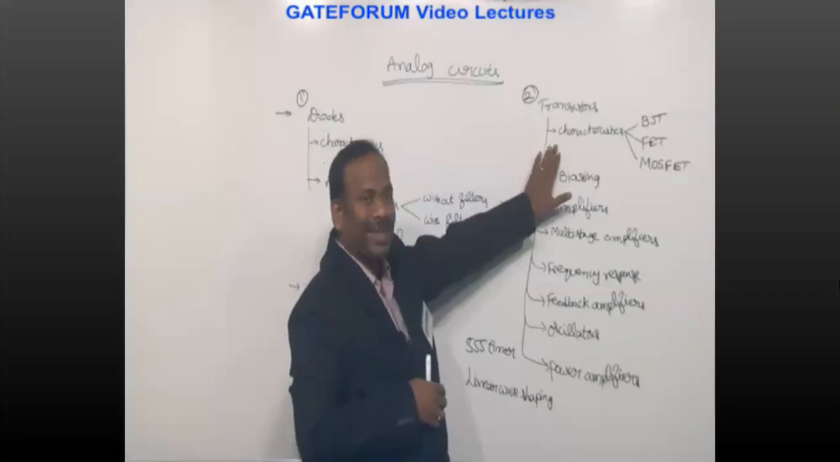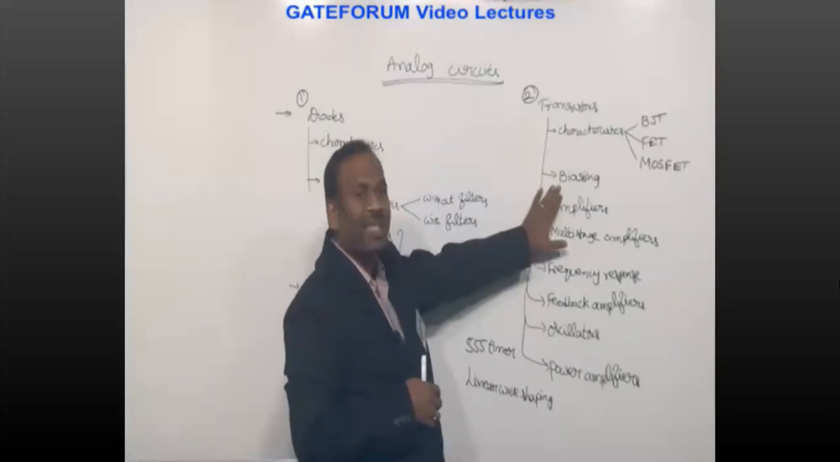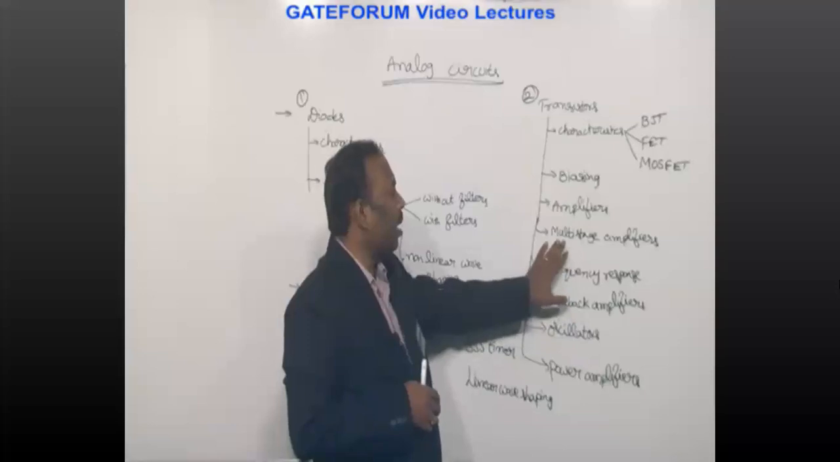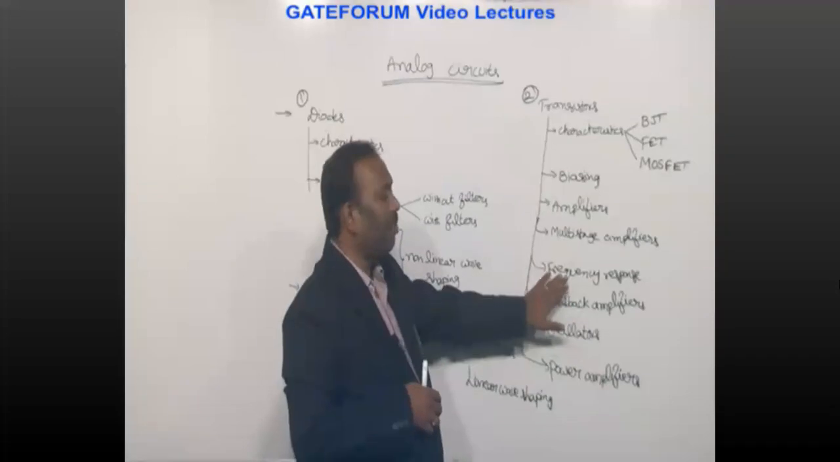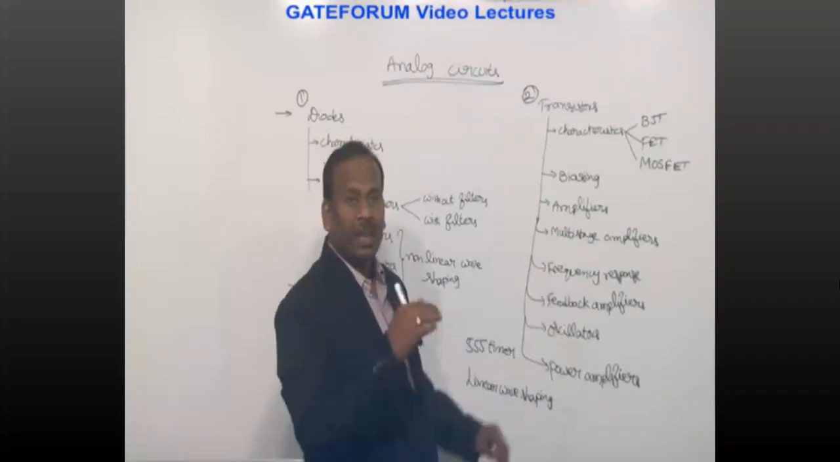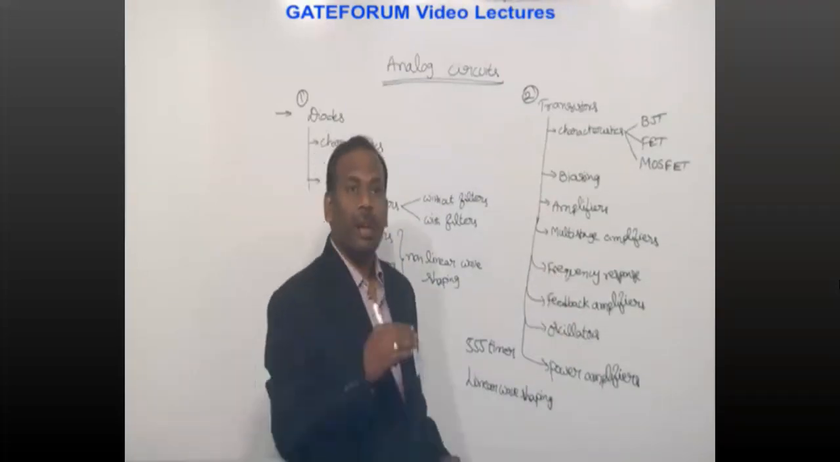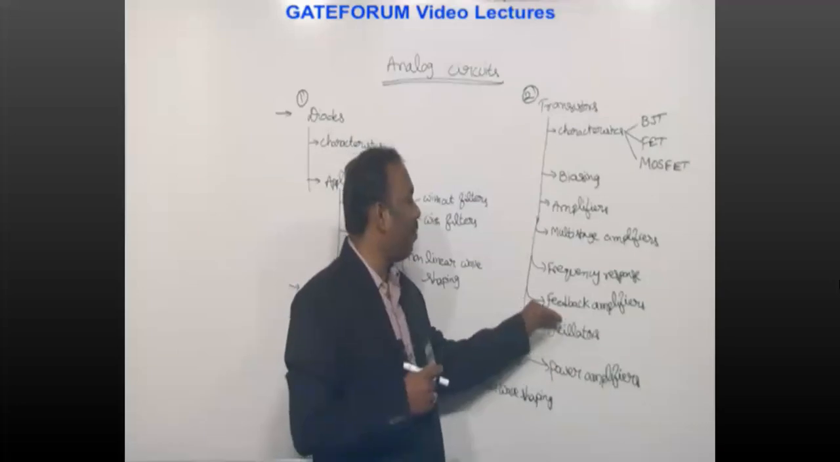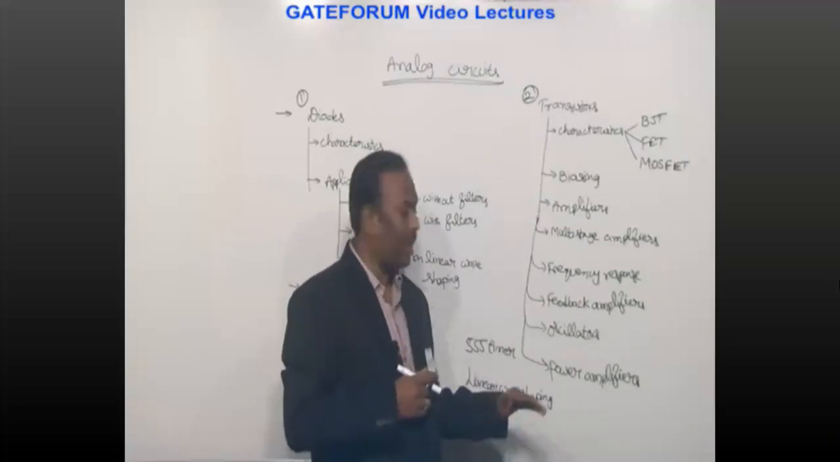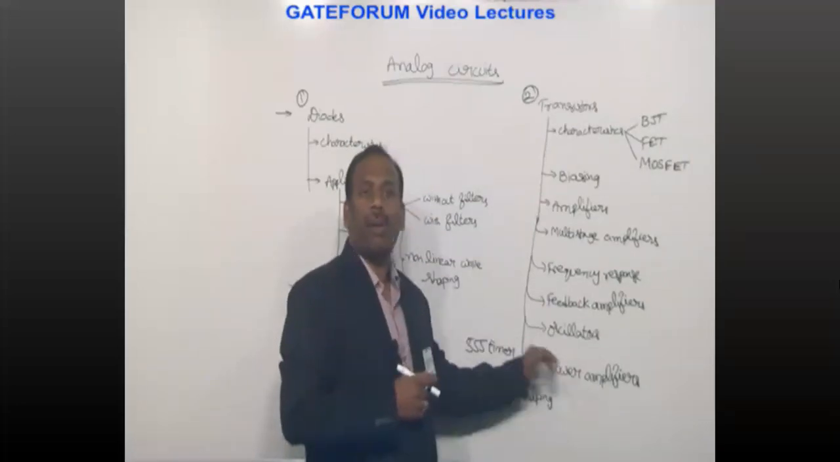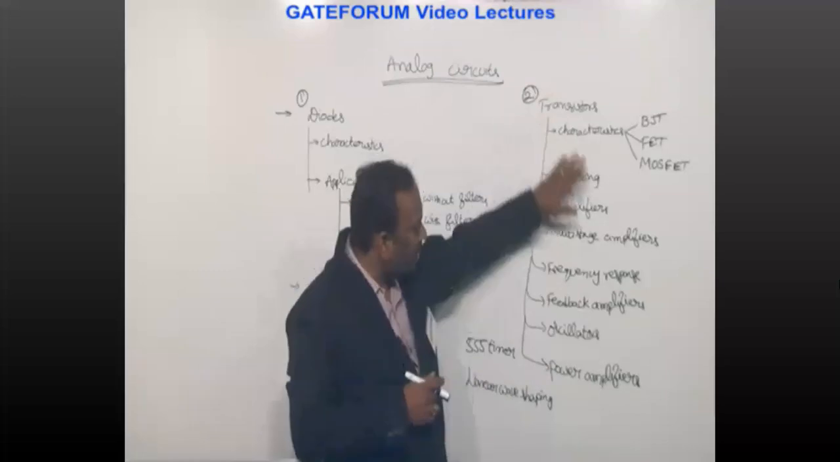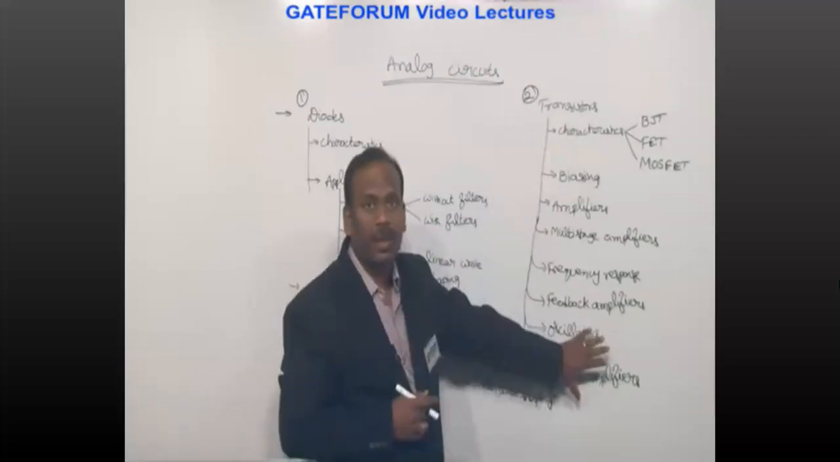Here we are going to see characteristics, biasing, amplifiers, multi-stage amplifiers, frequency response for a single stage amplifier and for a multi-stage amplifier. Then comes feedback amplifiers, oscillators, power amplifiers. This comes under the category of the transistors part.